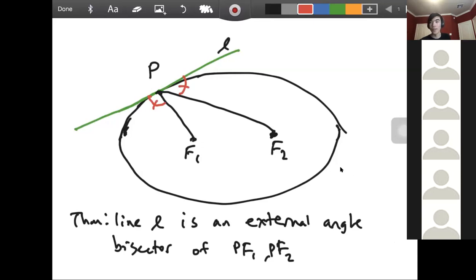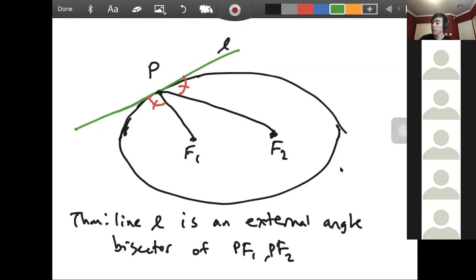So how do we show this? Before we show this, isn't this just like a cool fact? Whenever you draw a tangent line, you can always just draw these two lines and you get two equal angles. I think it's pretty cool. So, proving this.